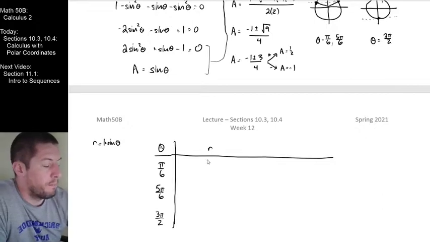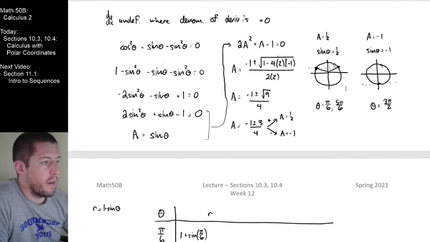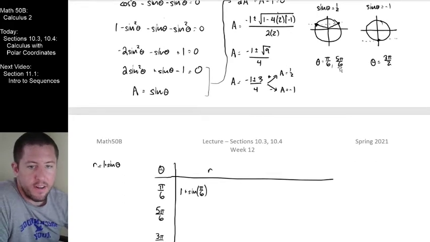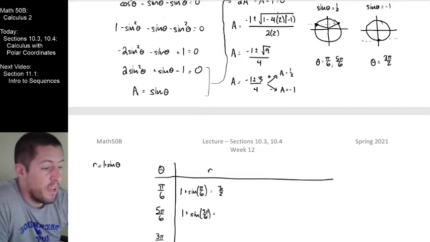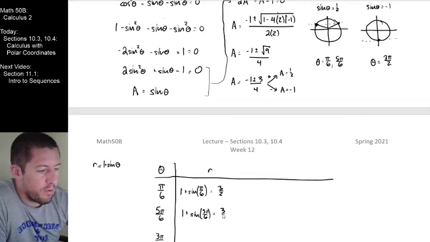Now I want to compute what r is from theta. So that's r equals 1 plus sine of pi sixths. What is the sine of pi sixths? It's 1/2. That's literally what we were saying in this equation right there. So that's going to give me in total 3 halves for that r. This is 1 plus sine of 5 pi 6. The entire reason we got pi 6 and 5 pi 6 is because those two have the same sine value. So sine of 5 pi 6 is also 1/2, and we're going to get 3 halves again.